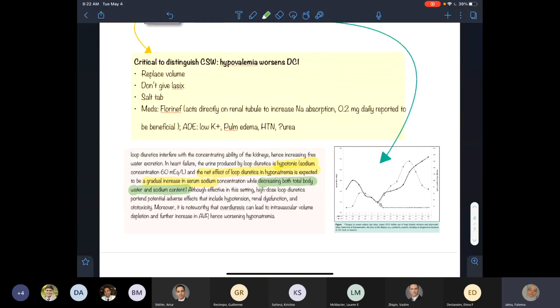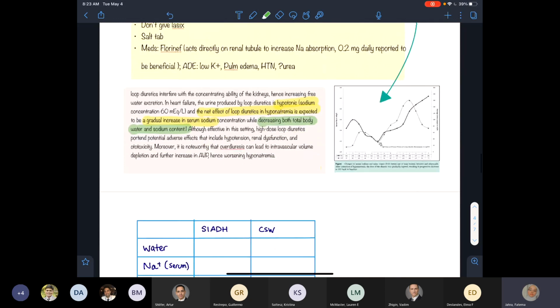And then we give salt tabs, and then we often add Florinef. But we have to keep in mind that we're often not cognizant of the fact that it does cause very bad hypokalemia. Refractory hypokalemia has been mentioned in the literature. So if we're noticing hypokalemia and that the patient's sodium has been improving, in that case we can discuss just stopping it or coming off of it.